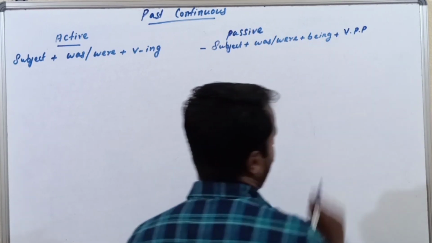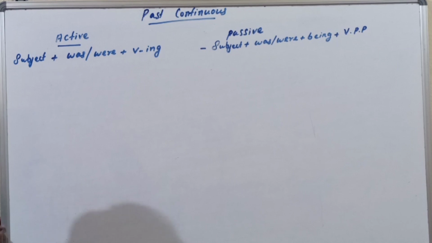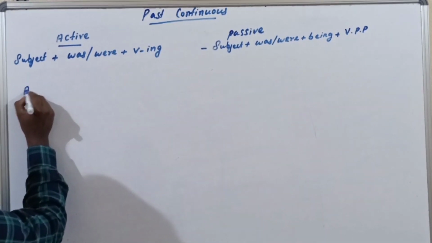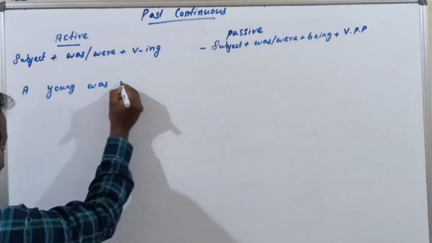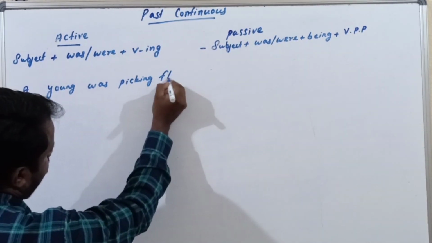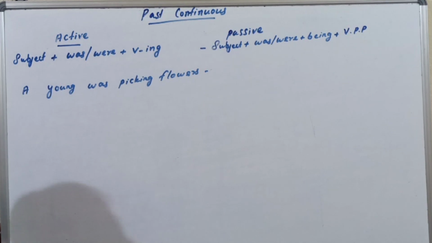BPT. What does it mean? Past participle form of the verb. Read one question from the exercise. A young girl was picking flowers. Was picking flowers. Flowers, no? Okay. A young girl was picking flowers.